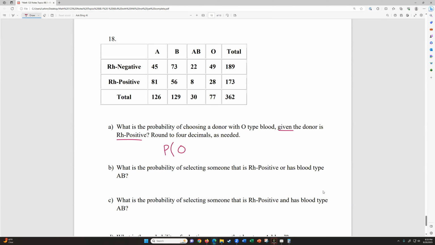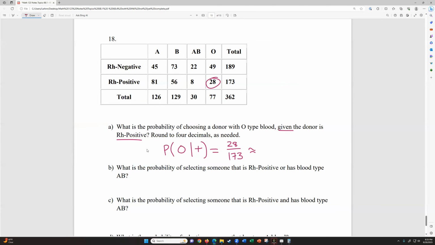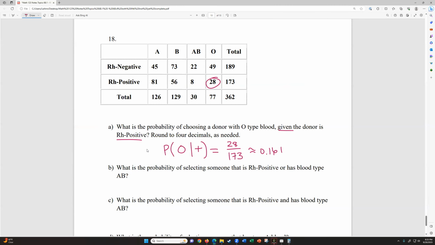So we want to have O blood given that the person has positive RH factor. So they're only talking about positive people since we know that their RH is positive. So that's 173 donors that are RH positive. And the O in that group is 28. So 28 out of 173, which we're going to turn into a decimal, is going to be 0.1618, and it does not bump up because there's a 4 after it.